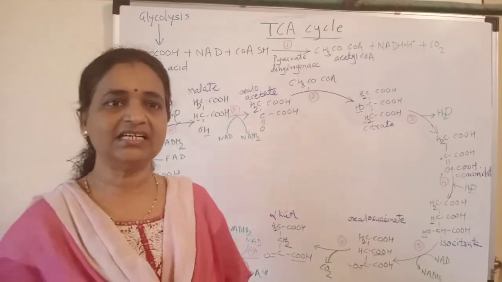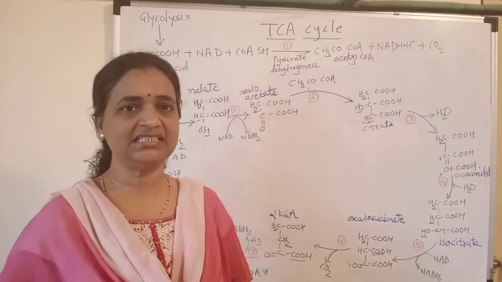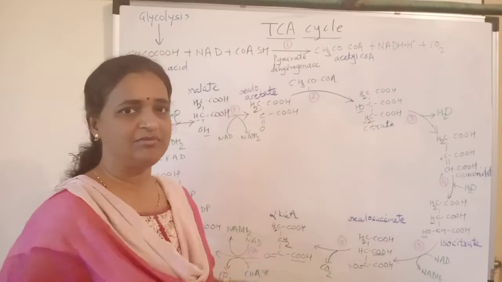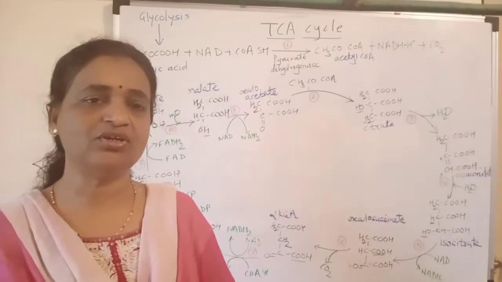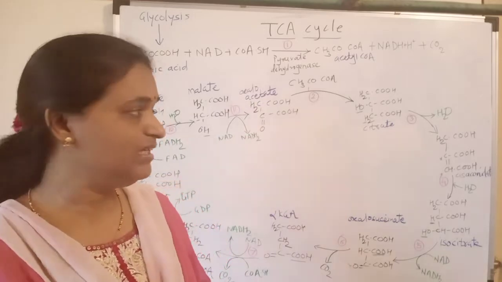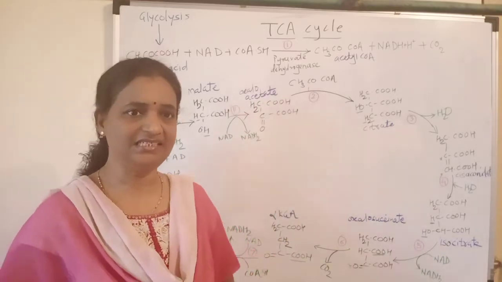This TCA cycle is also called the Krebs cycle. TCA stands for tricarboxylic acid cycle. Most of the intermediates of this pathway consist of three carboxylic groups, and that's why it is called the tricarboxylic acid cycle. Now which are the steps of the TCA cycle?